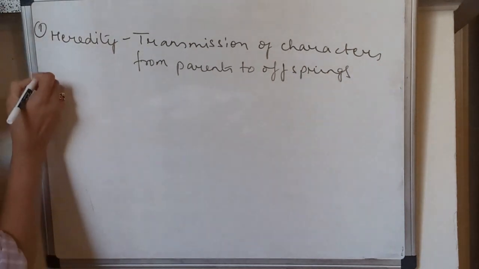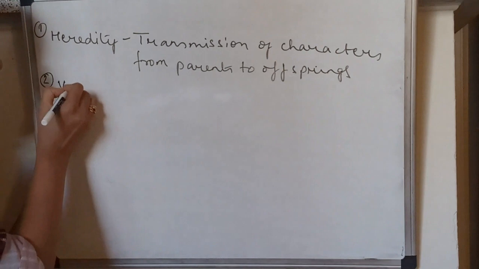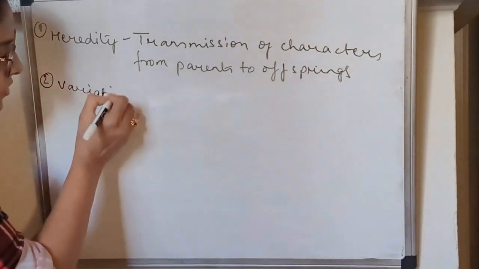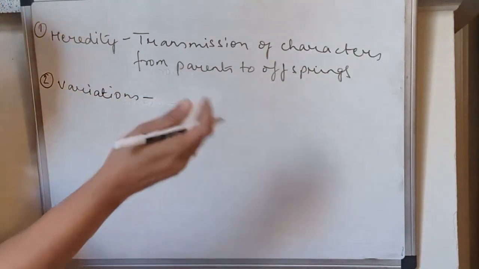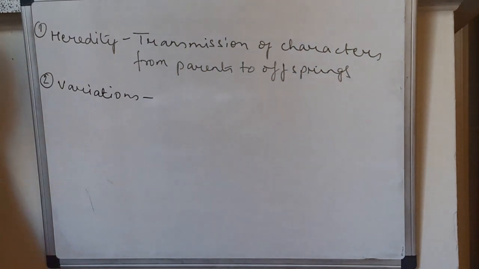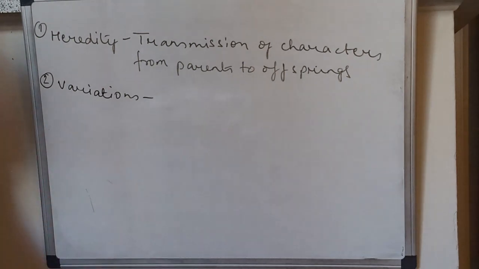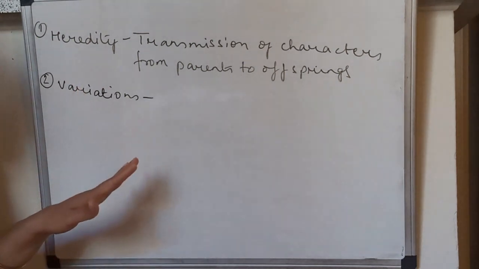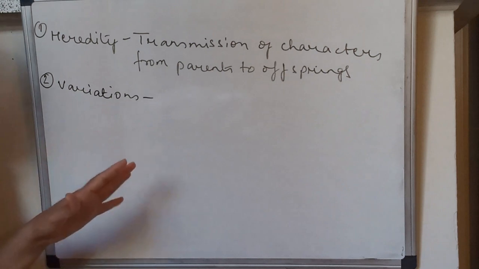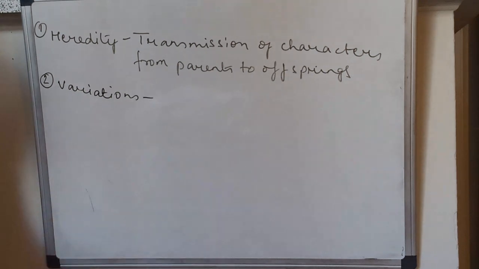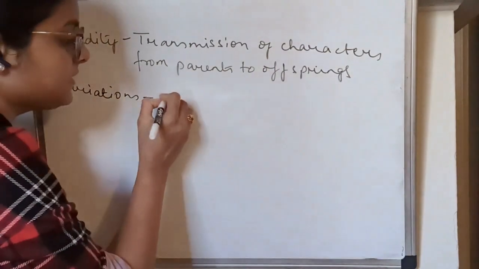Another important terminology in this chapter is variations. So if genes are transferring the characters from one generation to another generation, why do we have variations, and what do these variations mean? These variations are differences in characteristics shown by individuals of a species and also by offsprings or siblings of the same parent.